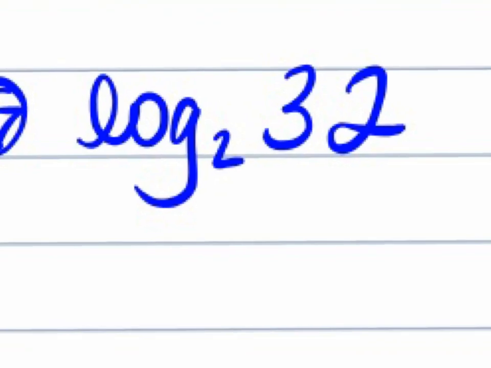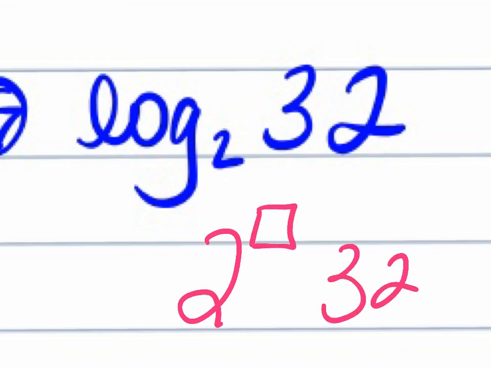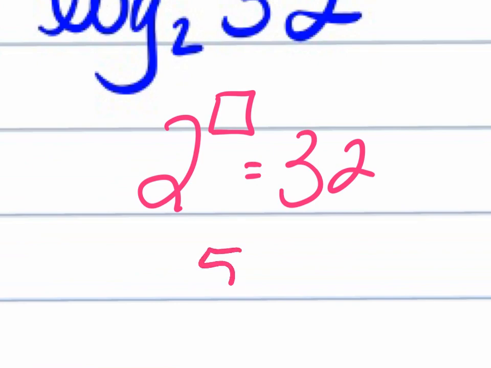Okay, now we got to think a little bit. Log base 2 of 32. I'm going to give you something that you should be able to handle. What this is saying is 2 to what power is 32? It is 5. Good.